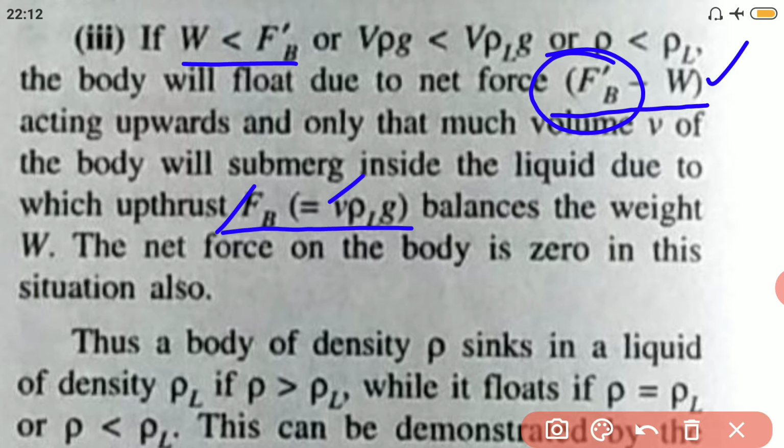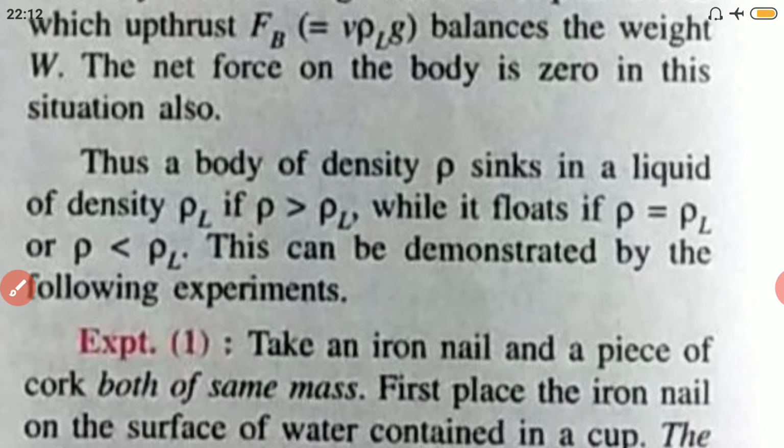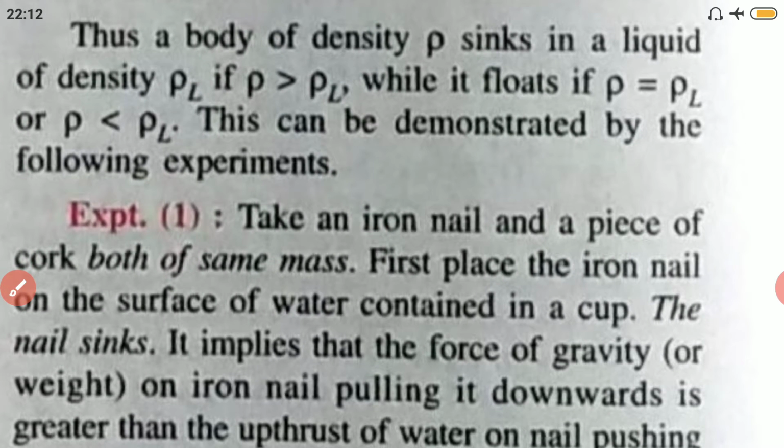So this upthrust now, not the total upthrust, this upthrust now balances the weight of the object, which is W. The net force on the body is still 0 in this situation also, because for the floating object the apparent weight should be 0.